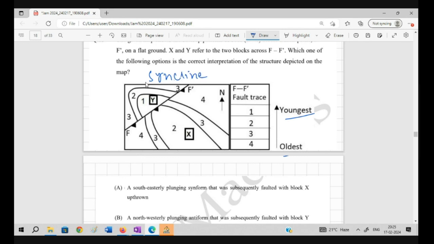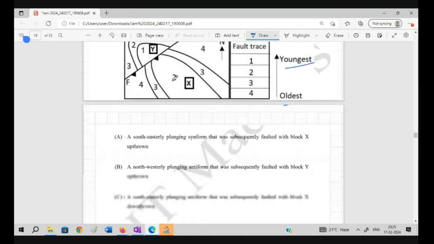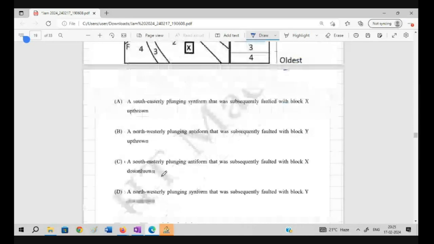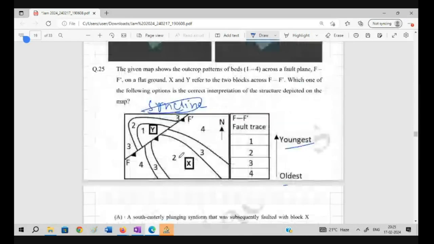Okay, okay, just wait then. Now let's see about the plunge direction of the fold. Okay, because in the option it is asking about the plunge direction of the fold. So can you tell me what is the plunge direction of the fold?